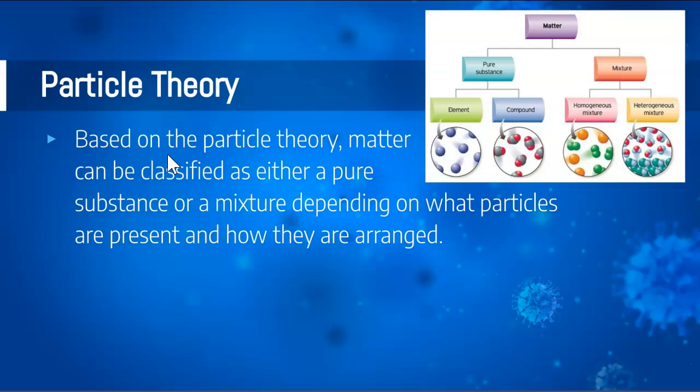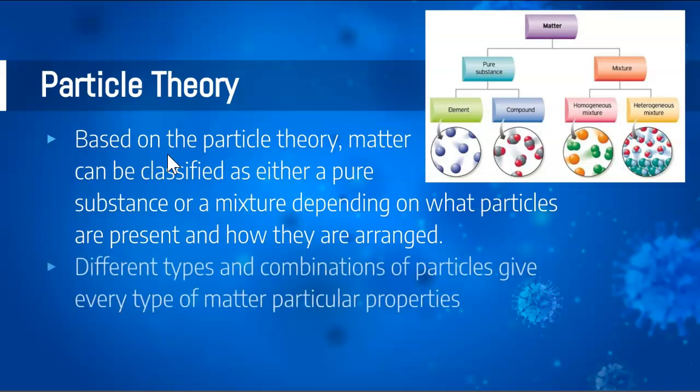So based on the particle theory, we can use particle theory to classify matter. Right? So we can look at the very, very tiny particles that compose different substances and compare them to each other, and we can use that to put matter into different categories. So depending on which particles are present and how they are arranged, how they are associated with each other, what kind of relationship they have with each other, we can create different categories of matter. So different combinations are going to give different types of matter different properties.